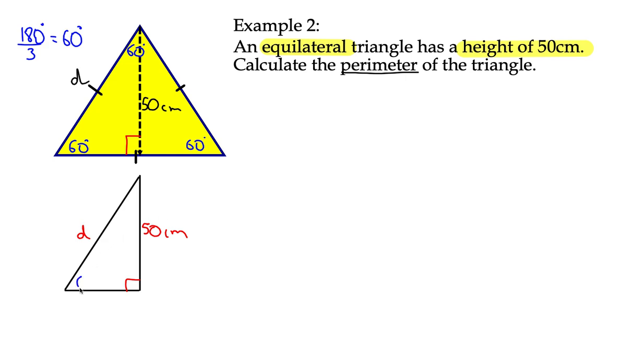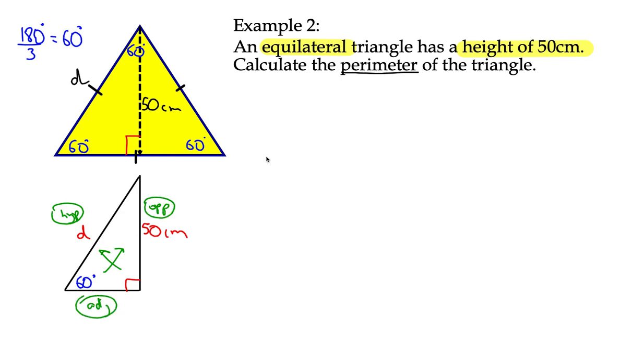So we can mark in 60 degrees here. We can actually mark 30 degrees in the other one, but we're going to keep that out because it's then going to confuse us as to which is the opposite and adjacent. So I'm just going to work with the 60 degrees here. And now I'm ready to use trigonometry to work out D. So let's just check. Here's our hypotenuse. Here's the opposite, and here's the adjacent side.